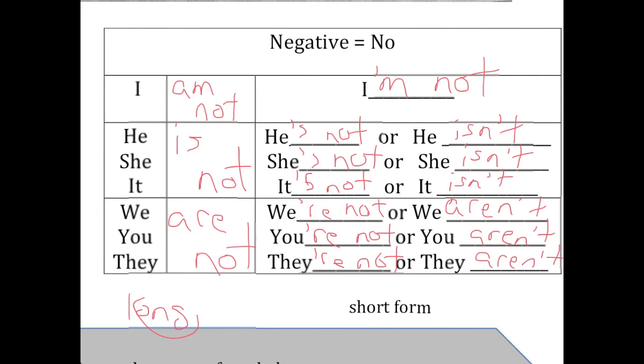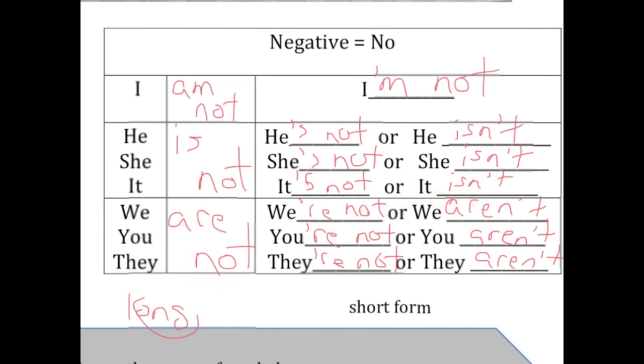So I'm going to say these for you so that you can hear them all clearly. I'll do the long ways and the short ways. Long way. I am not. I'm not. He is not. He's not. Or he isn't. She is not. She's not. Or she isn't. It is not. It's not. Or it isn't.